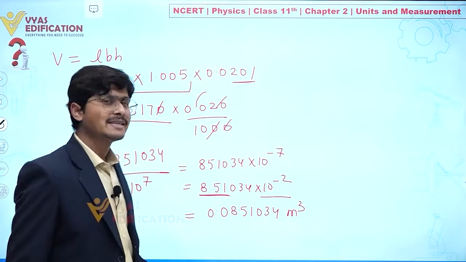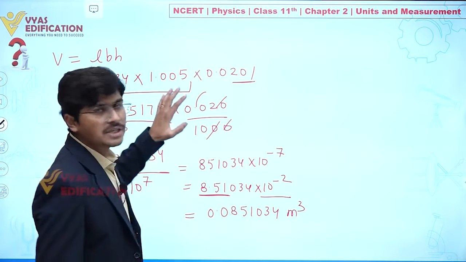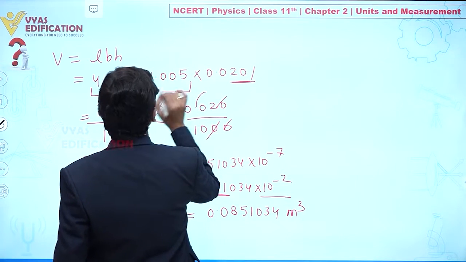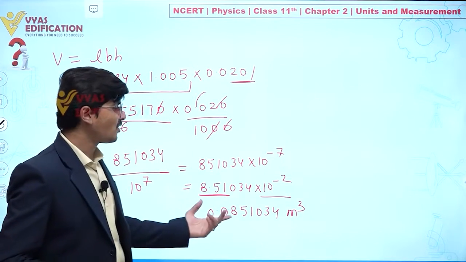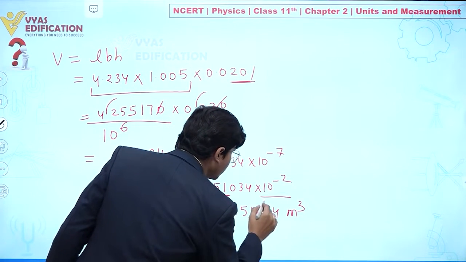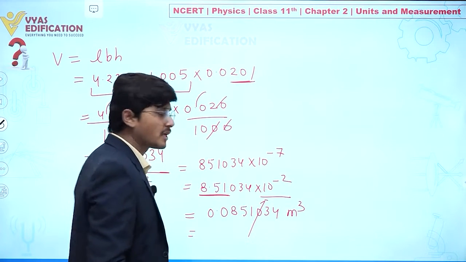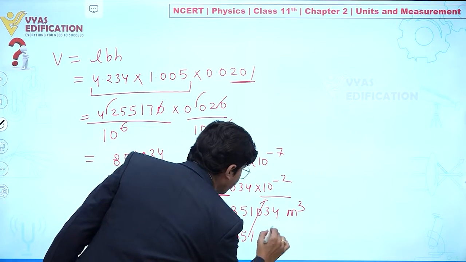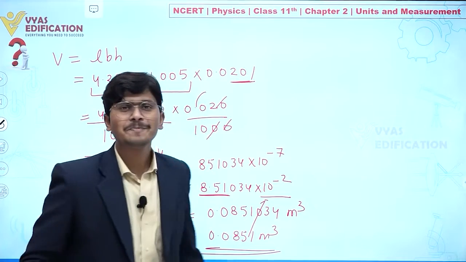Now we have to write this answer in terms of significant figures. So here we have 3 significant figures, we have 4, so we will write only 3 significant figures. Directly you can say we will drop this 0 and all other terms after it. So the correct answer we have is 0.0851 meter cube. So this is all about this question.